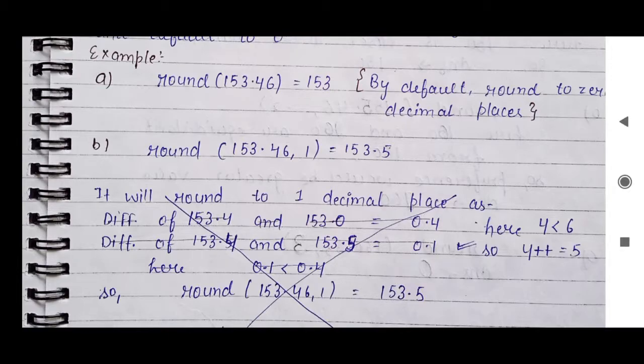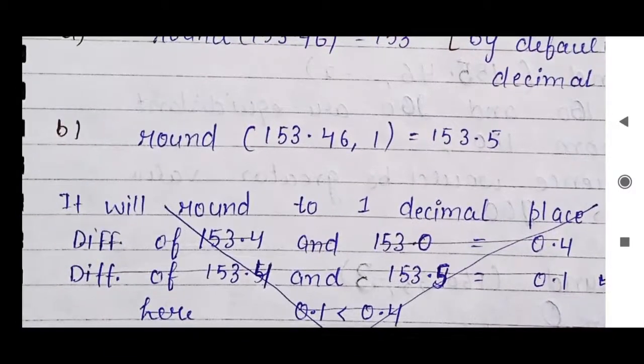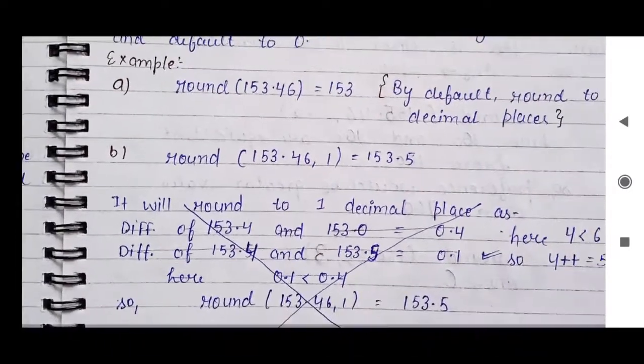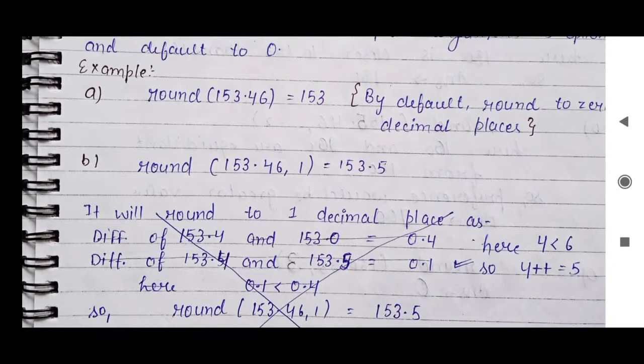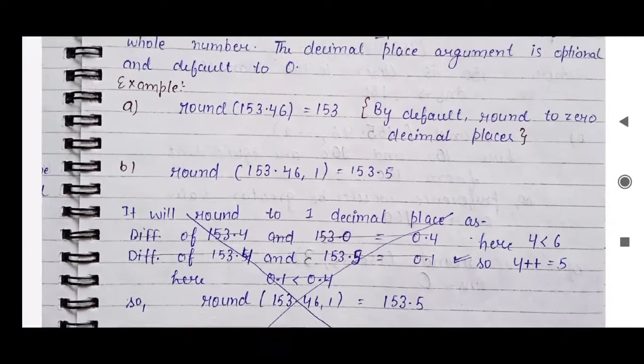Now let's see the second example. Round 153.461, that is, we want only one number after the decimal point. Just see over here, we have not written 4, we have written 5. What is the reason for writing 5? The reason is that the round function also performs one activity: it finds the value that is closest to this number. That is 46. If we had written 4, that means 40, but 50 is closer than 40 to 46. So it will take the rounded value as 5.